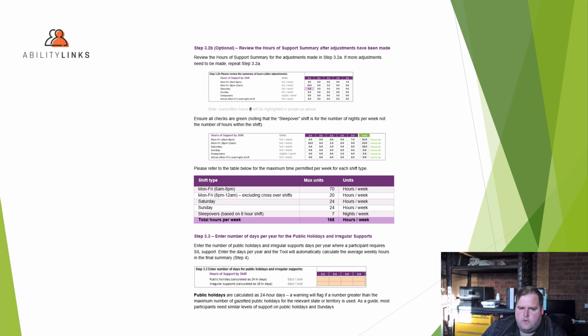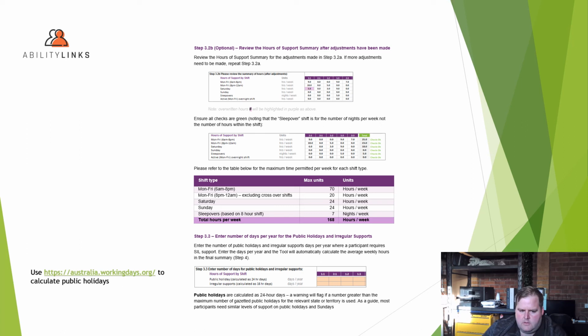And just review the hours of support summary after the adjustments have been made. If everything's okay, you should get a green light for everything. It'll spit out the number of hours a week in each component. It's important at this point to make sure that we've got the right number of public holidays and irregular supports.